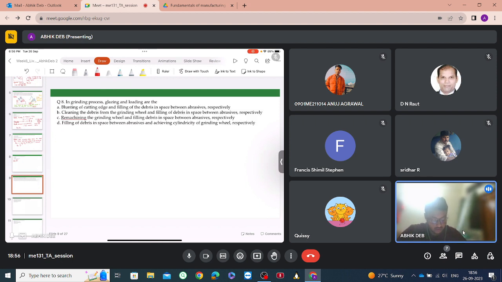Now coming to the next question, we are trying to solve some questions related to the basics of the grinding process. In the grinding process, glazing and loading are which of these? What is glazing and loading?